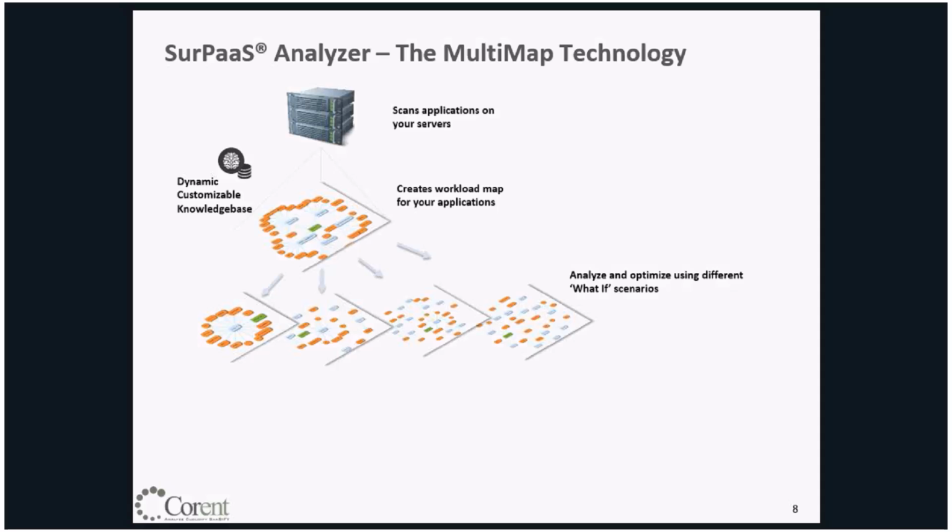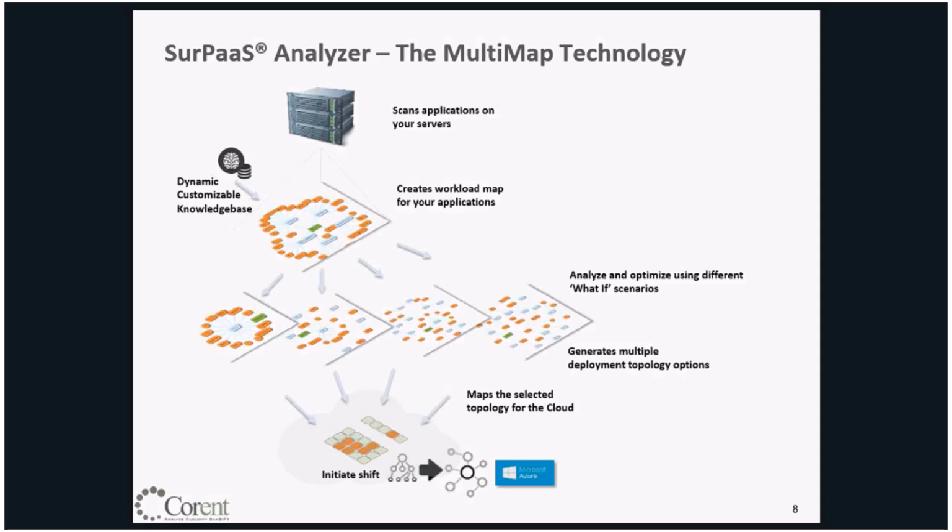Now you have the option with the SurPaaS analyzer to analyze what-if scenarios, particularly from the technical aspects of deployment, different architectures that you can choose, different topologies that you can map to. And then once you have done that, you can very quickly start looking at Azure's infrastructure and see how they map, particularly how the choice of architectures that you have made can map onto the cloud, the right topology, how they fit into the different VMs, how they can be configured and made to work. And finally, once it is all done, you can initiate the process of shift.